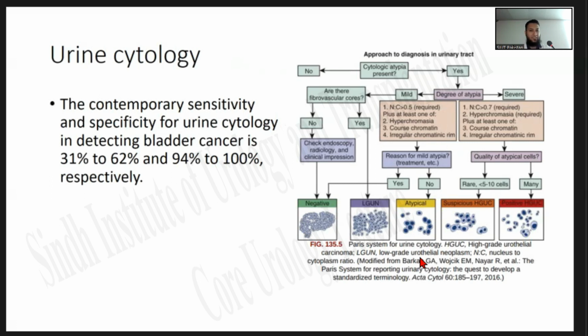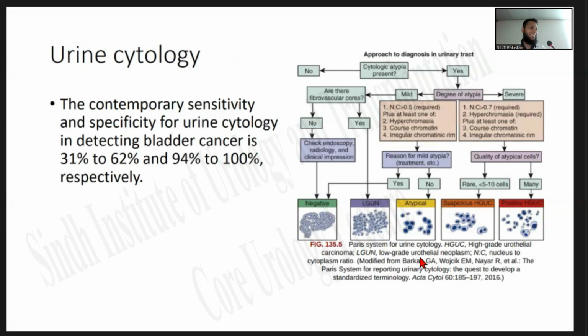You can raise questions in between, please. What is the reference of this urine cytology outcome, 31 to 62% and 94 to 100%? These figures are shown in the reference.